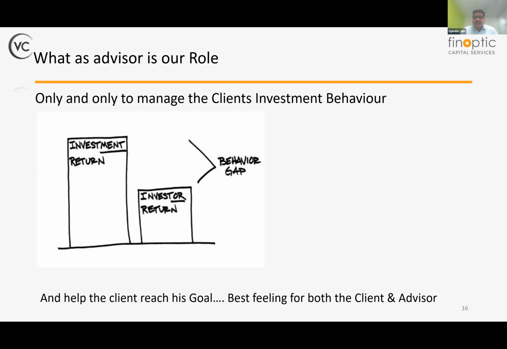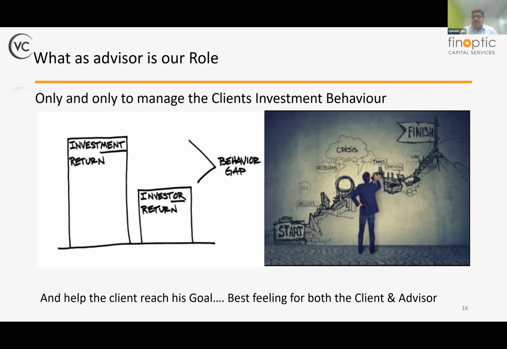At the end of the day, we are here to help the client reach his or her goal from start to finish. This is the journey from where they started to where the goal finishes, and it can be a short-term goal or a long-term goal. How we take them through this journey is important, because unless we guide them and hand-hold them in terms of their behavior, the actions an investor would take when the market is down or going negative, this is where our role is more important.